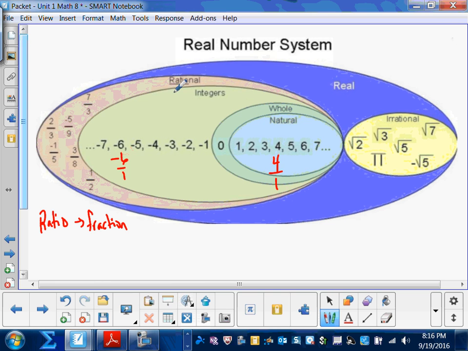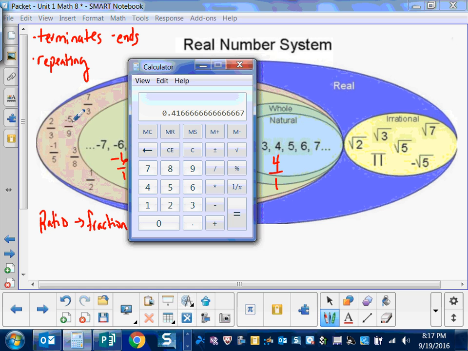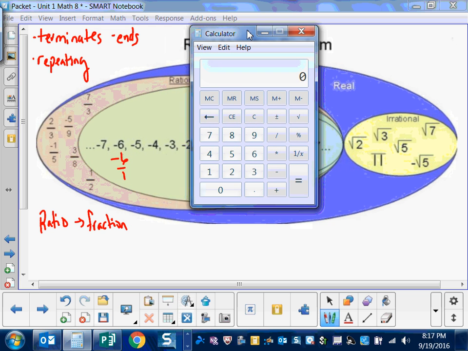Now the interesting thing about the rational numbers, when you convert any of these fractions to a decimal, you're going to either get a whole number or an integer here, or these over here you're going to get two types of decimals. You're going to get one that terminates or ends, or you're going to get a repeating decimal. So let's take a look at these fractions we have here. Let's look at their decimals.